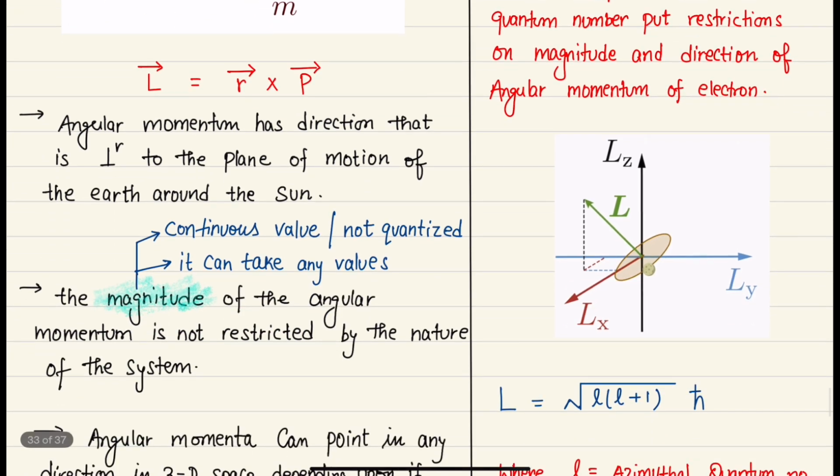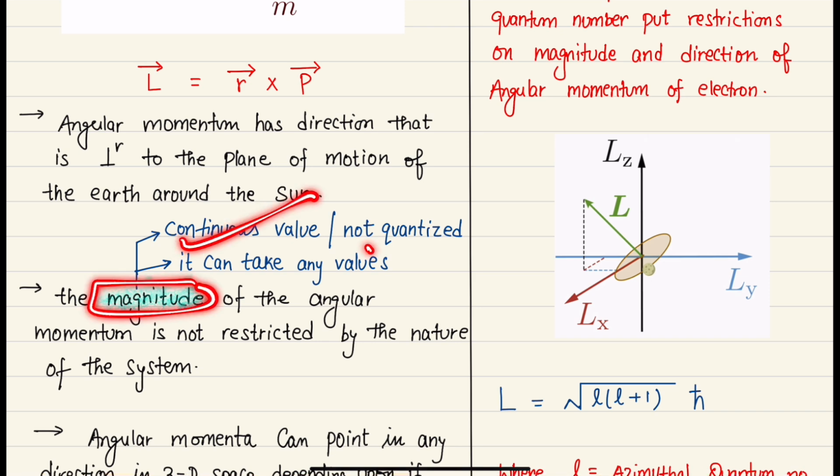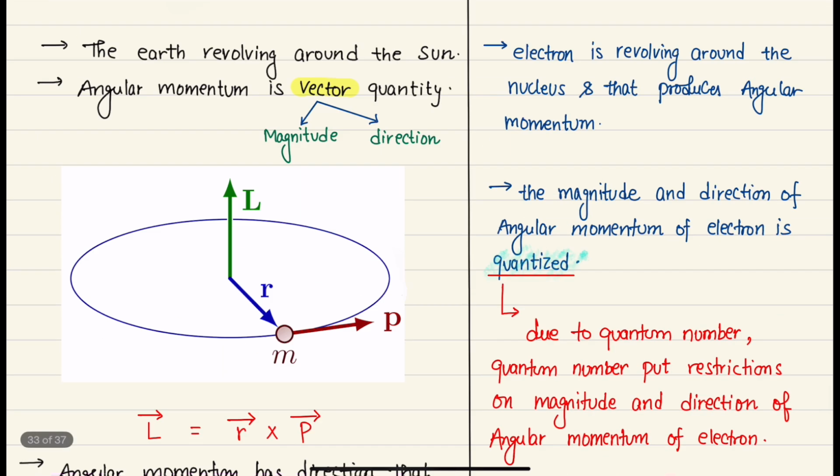Now the magnitude of the angular momentum is not restricted by the nature of the system. The magnitude of the angular momentum in classical mechanics can take any value. It is a continuous value, not quantized. It is not a discrete value. It can take any value. So these are all things in classical mechanics.